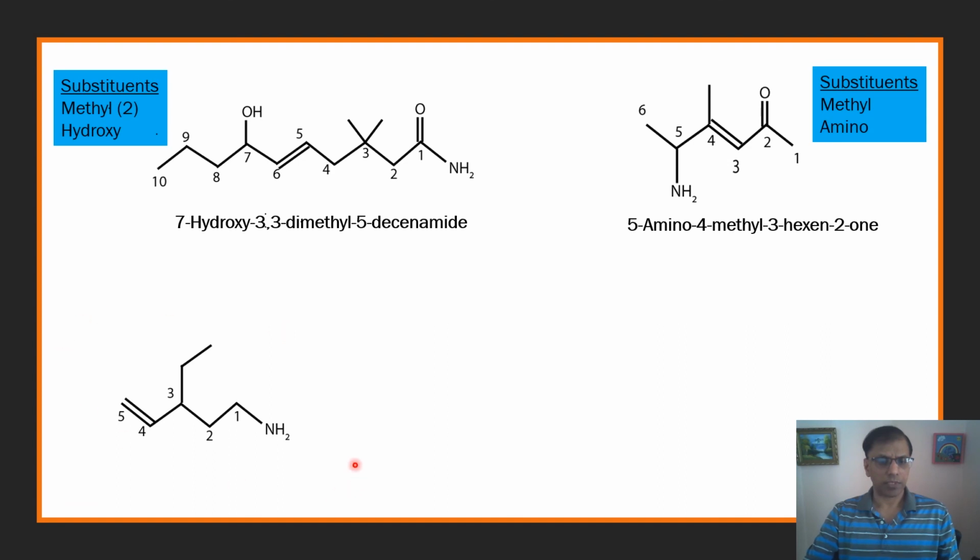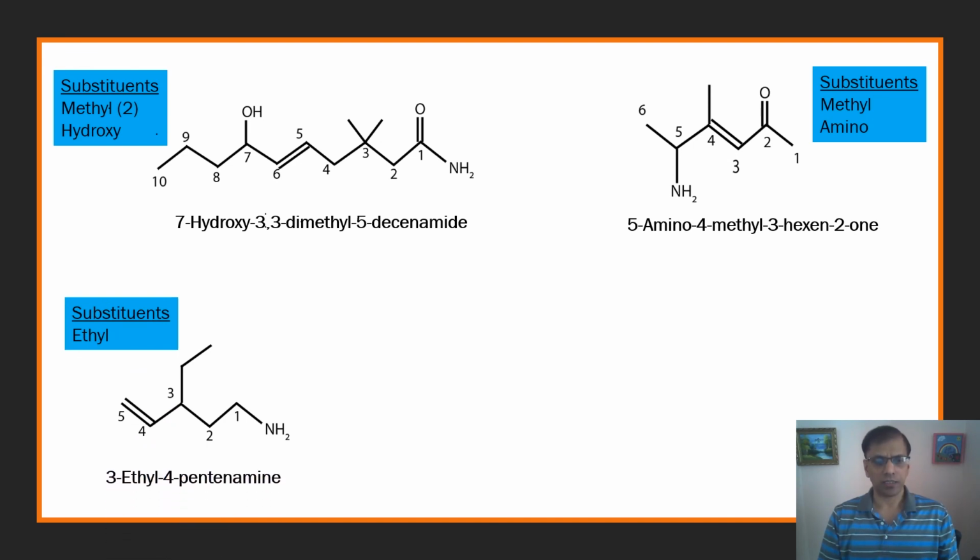Then let's look at another example. In this case, this is an amine. And then you have the ethyl group as a substituent. The double bond is part of the parent chain, and so it's called 3-ethyl-4-pentene amine, following the standard naming convention. And we have another molecule right here. I think this is the last example.